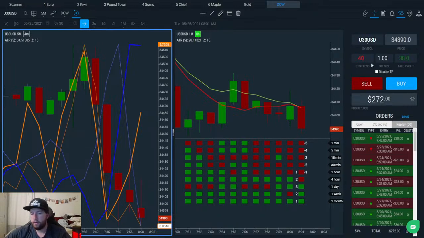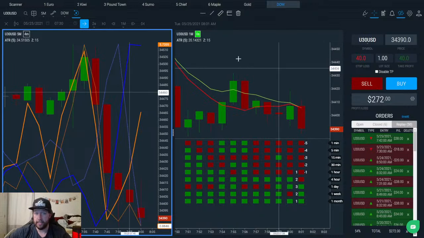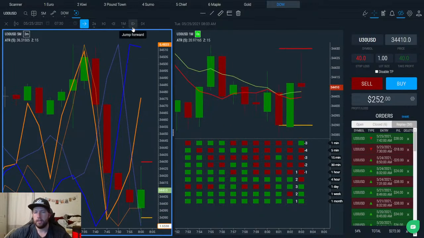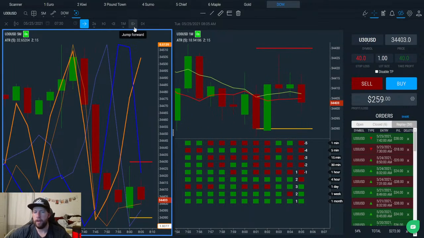Even though a 53, 54% win rate doesn't sound good, as long as it's profitable consistently, you can give yourself a raise whenever you want by increasing your risk.